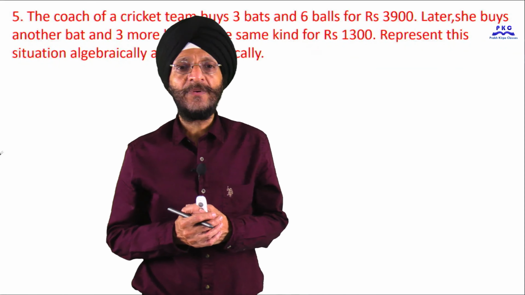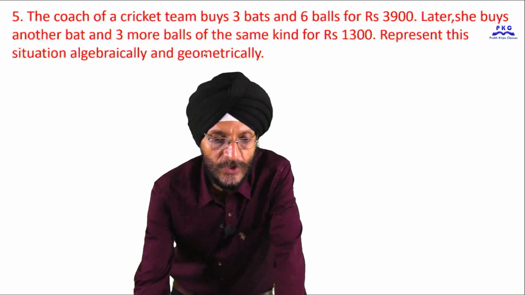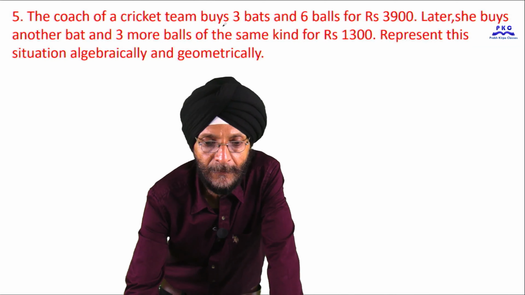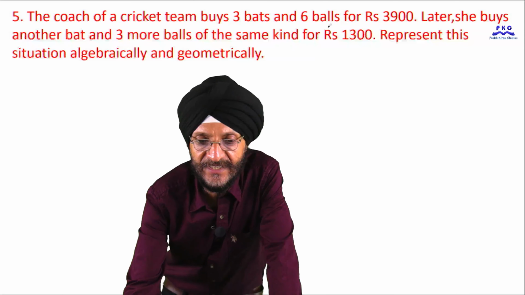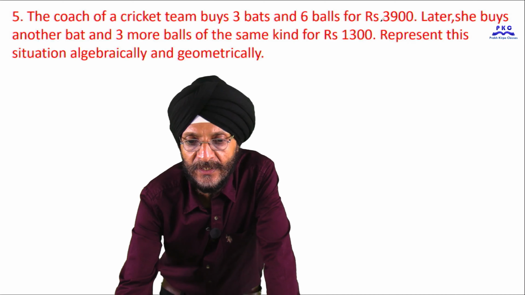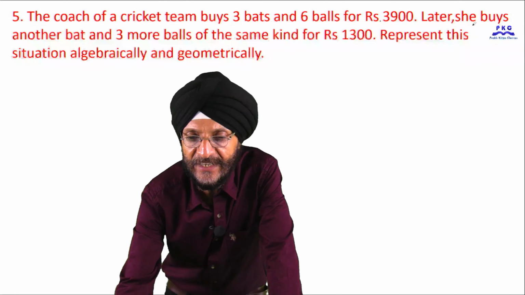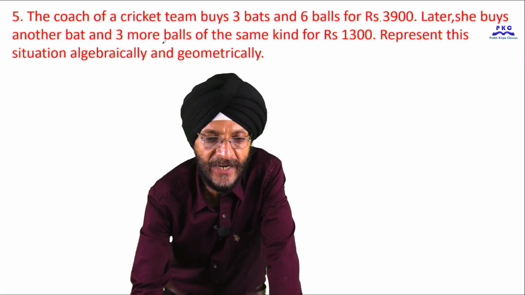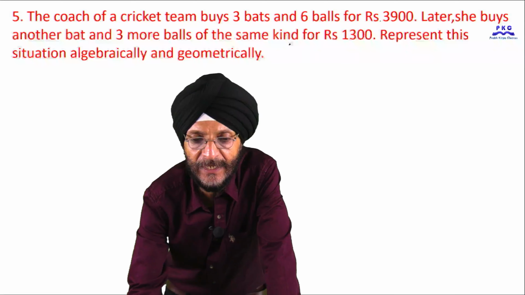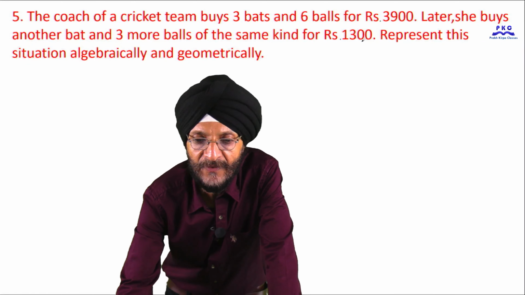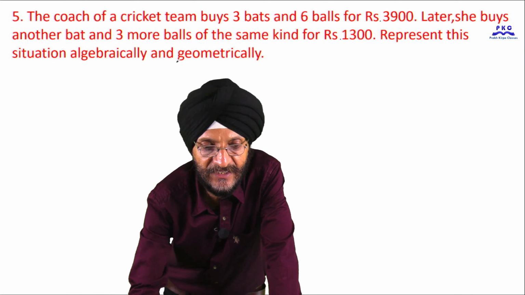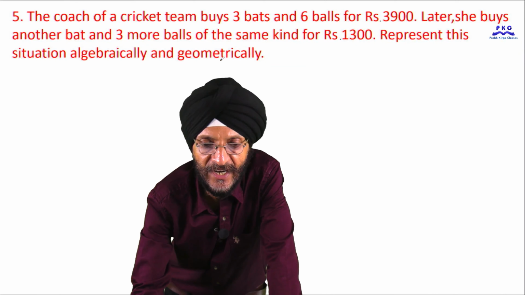Now the question before us is: the coach of a cricket team buys 3 bats and 6 balls for rupees 3900. Later she buys another bat and 3 more balls of the same kind for rupees 1300. Represent this situation algebraically and geometrically.